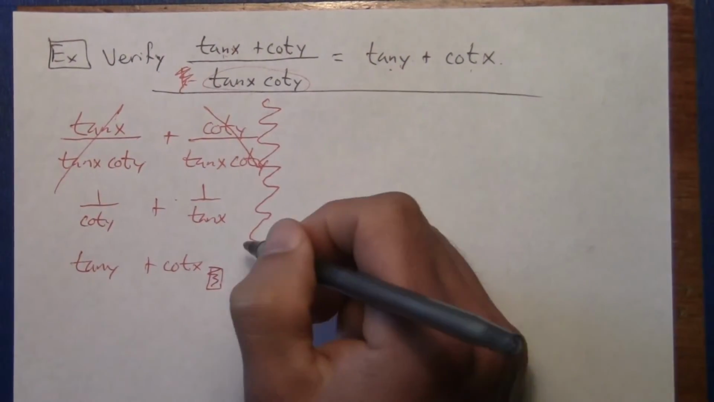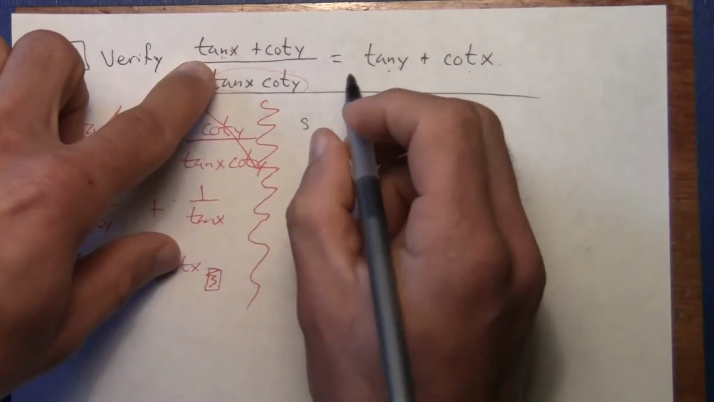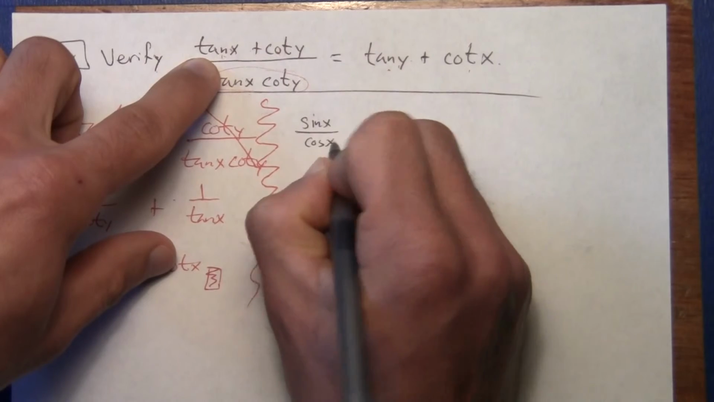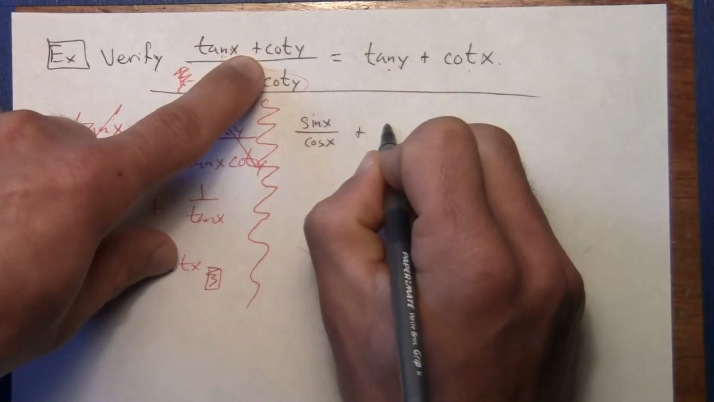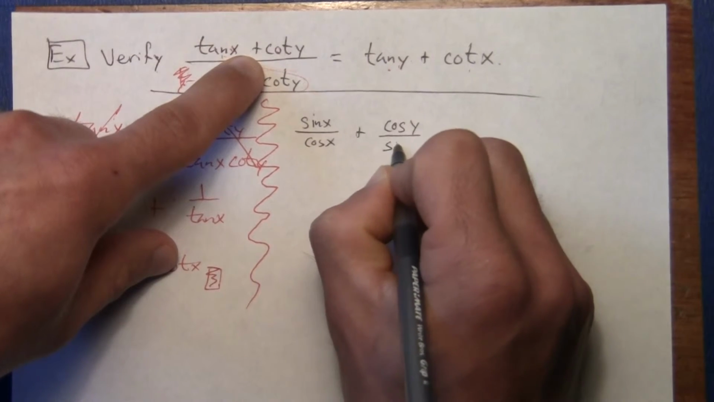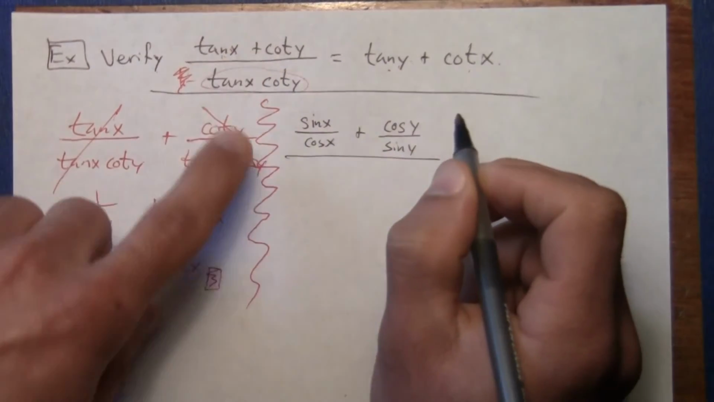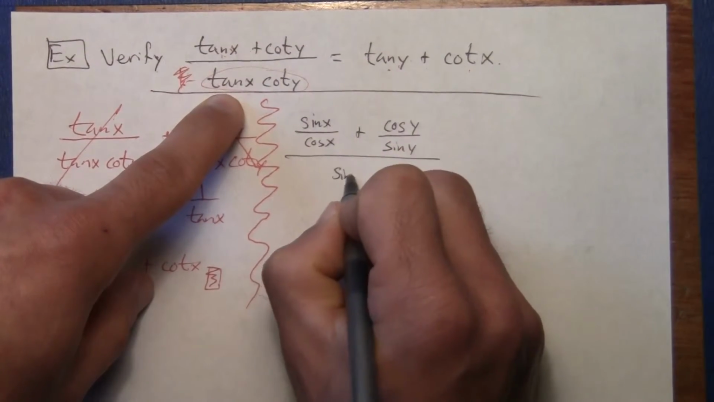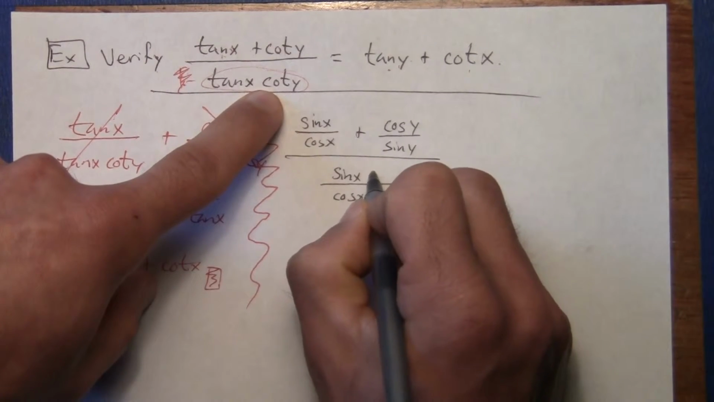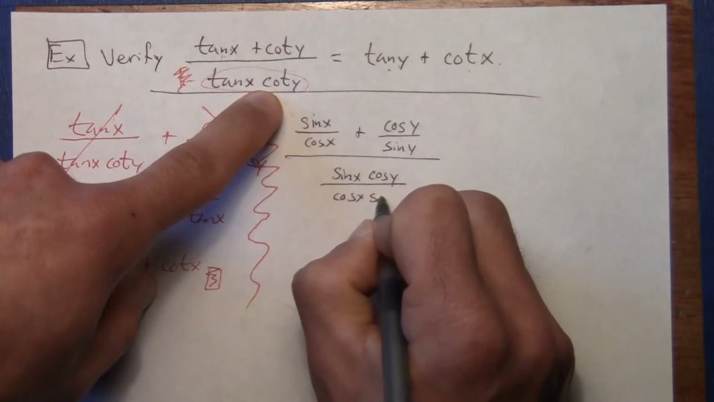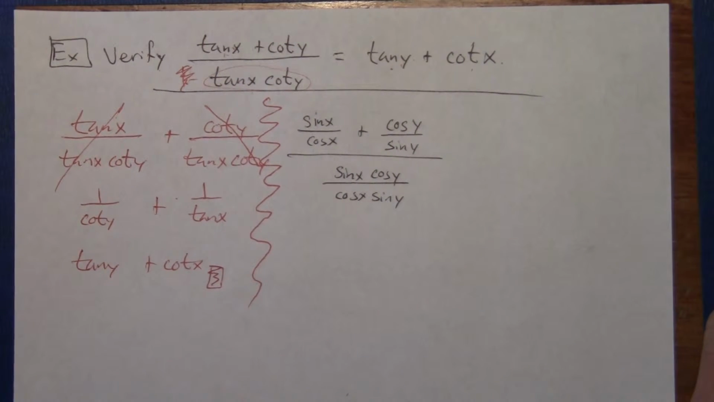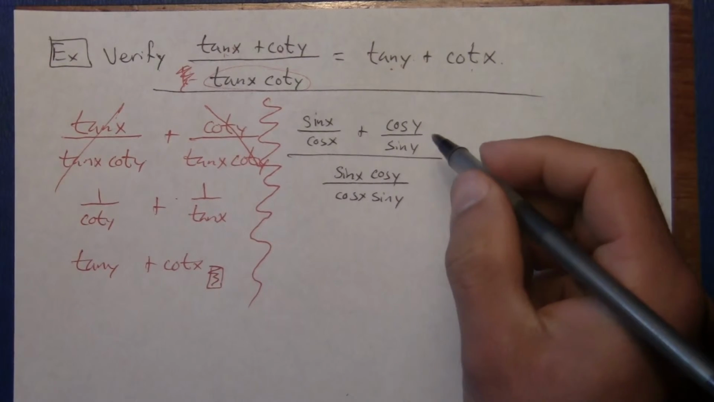I'm going to change everything into sine and cosine. So I'm going to change tangent x into sine x over cosine x. I'm going to change cotangent y into cosine y over sine y. And then my denominator, I'm going to change this into sine x over cosine x times cosine y over sine y. And then I see I've got a complex fraction.